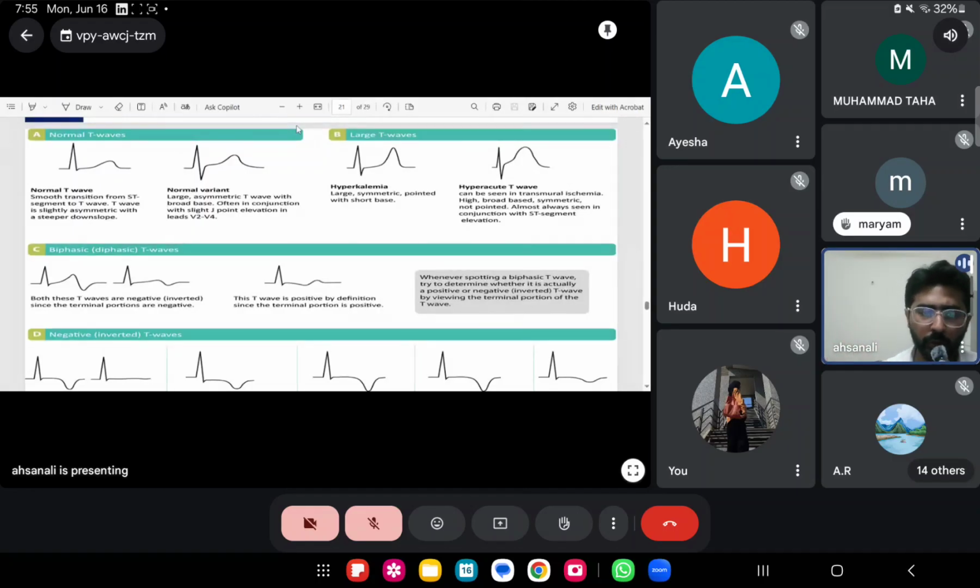This is just to show you a biphasic T wave, going up and going down. This can occur in Wellens syndrome, which is equivalent to ischemia. And this is T wave inversion. The normal T wave is upward, positive. This one is going to be negative.